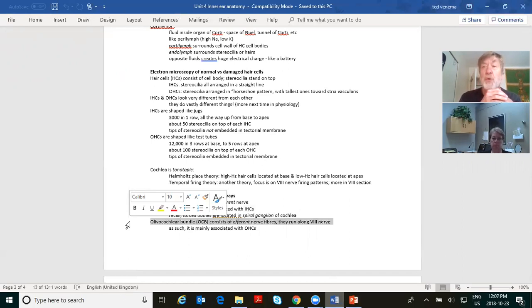And these nerves go in the opposite direction. They're going from the brainstem to the ears. And these are efferent fibers. And where do they terminate? On the outer hair cells. So most 8th nerve fibers terminate on the inner hair cells, and most olivocochlear bundle fibers terminate on the outer hair cells. And the cell bodies of the olivocochlear bundle nerve fibers are located in the superior olives of the brainstem.